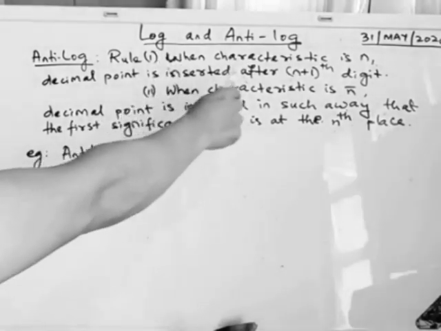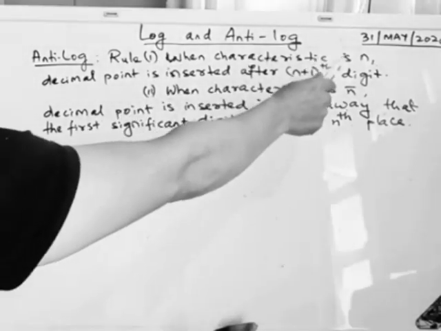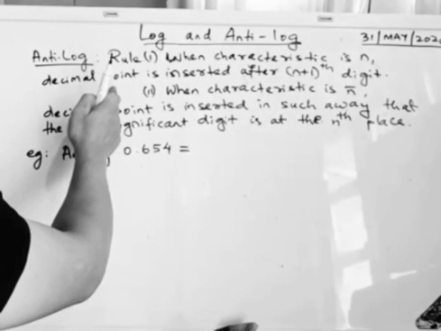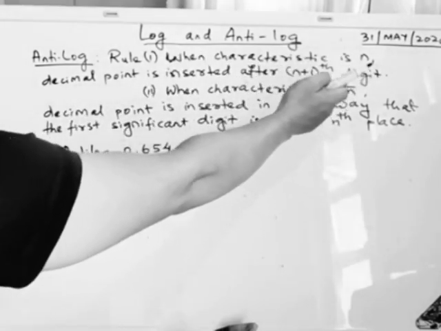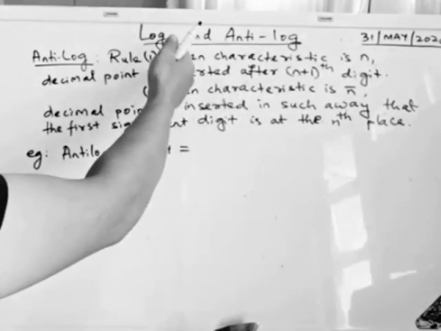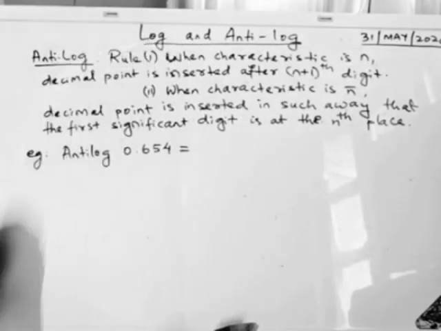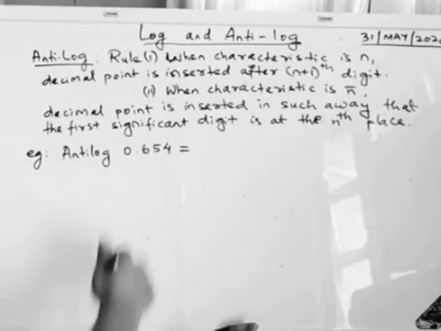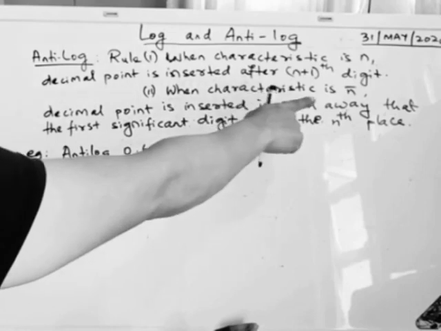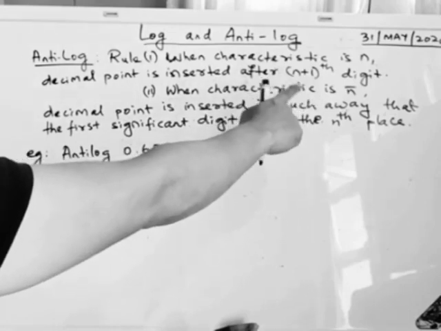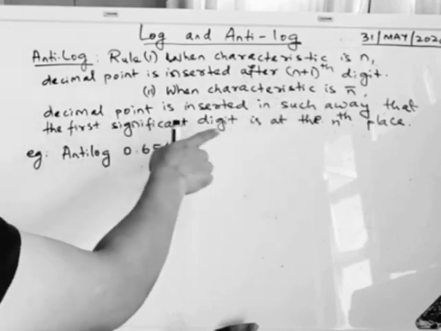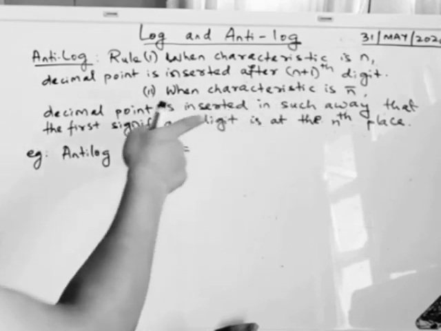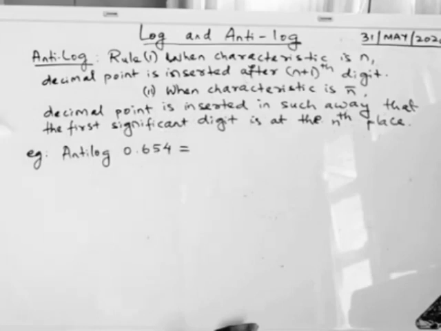Rule number 1: when the characteristic is n, the decimal point is inserted after n plus 1 digits. We will illustrate this by example, don't worry. And rule number 2: when the characteristic is n bar, meaning minus n, the decimal point is inserted in such a way that the first significant digit is at the nth place. This also we will illustrate using a simple example.